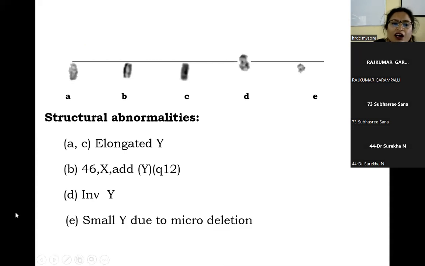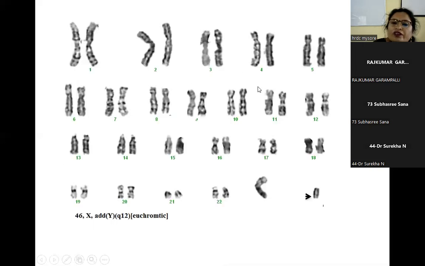So this is how they look. This is the elongated Y. This is an addition in the Y chromosome. This is inverted. D is inverted. E is small due to microdeletion. These are all karyotypes. You must know these are human chromosomes. Zoology and genetics people generally do karyotyping, but for others, these are human chromosomes. The sequential arrangement of the chromosomes is called karyotyping.